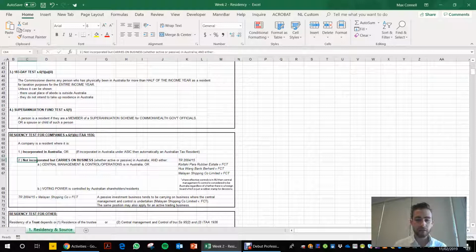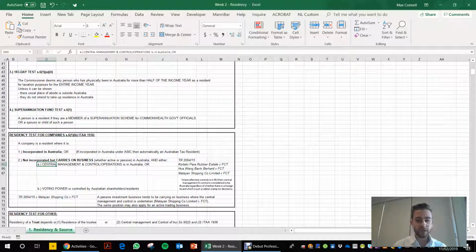However, if it carries on a business, and this is a bit of a conceptual phrase, you're going to have to prove that they're carrying on a business, then they are an Australian tax resident. For example, Apple subsidiary might be incorporated in the US, but the fact that it's carrying on a business, it's got stores in Australia, it's making revenue in Australia, that subsidiary will be defined as an Australian tax resident, and they'd have to pay tax on any income derived in Australia. So there's 2 aspects to this second part. So first of all, whether or not central management and control operations are in Australia. And the second part is B, voting power is controlled by Australian shareholders / residents.